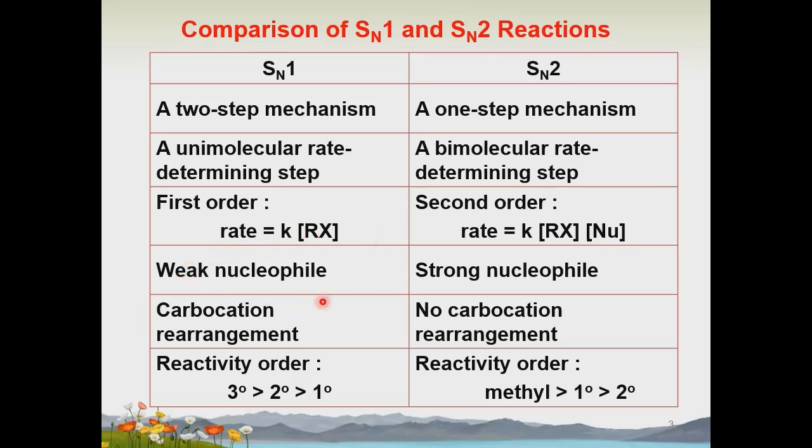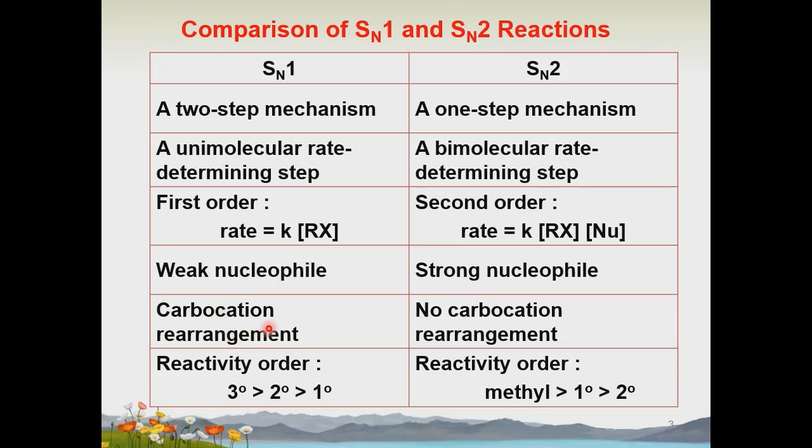Now, Sn1 will occur when we have a weak nucleophile. Sn2 occurs when we have a strong nucleophile. Basically, OH minus and CN minus are strong nucleophiles, so they would usually do Sn2.